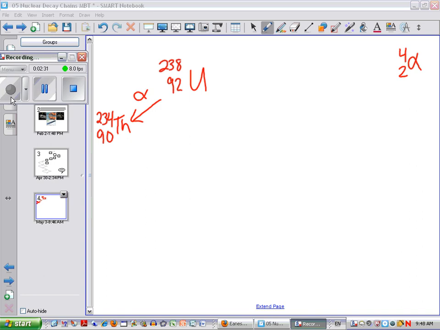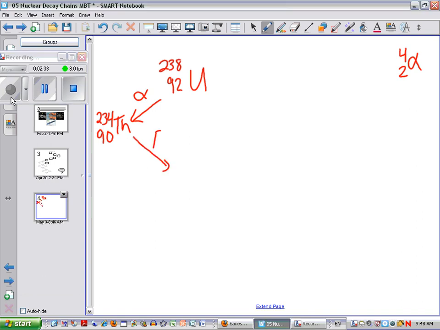The next thing it says it undergoes is beta decay, okay? So here's the beta. Remember, a beta particle is 0, -1. It occurs when an electron is ejected from a neutron, making the neutron into a proton. So, a neutron becomes a proton. What's going to happen to my number of protons if I just made a proton? It's going to go up by 1. Now, my mass number, which is protons plus neutrons, I lost a neutron that became a proton, so it's going to stay the same, 234. And you can look up what element 91 is, and it's Pa.